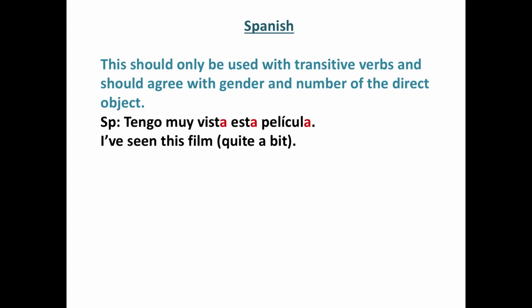I've seen this film. This should be only used with transitive verbs and should agree with gender and number of the direct object. Tengo muy vista esta película. Since película, the film, is feminine, so does this past participle.